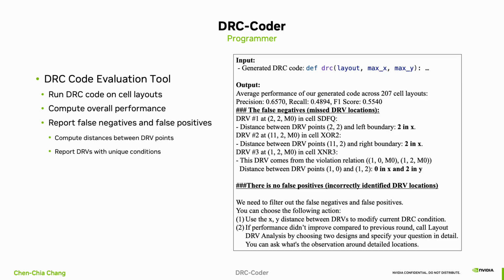The false negatives will be the missed DRV locations. And then we will help to calculate the distance of the design rule violations in these false negatives, and we will also tell the false positives if they exist. Finally, the programmer can use this DRC code evaluation tool to do the debugging to solve these false negatives and positives.